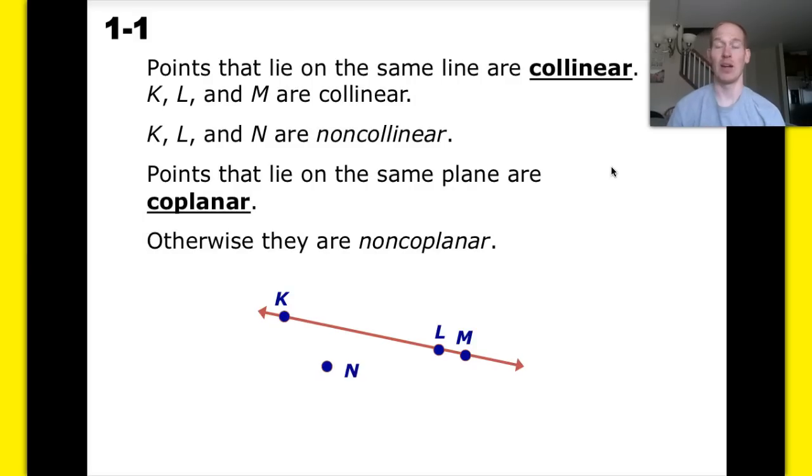Points that lie in the same line are collinear, like I had mentioned. K, L, M are collinear; K, L, and N are not. Points that lie in the same plane are coplanar, not complanar, because we will have none of that. Otherwise, they are non-coplanar.